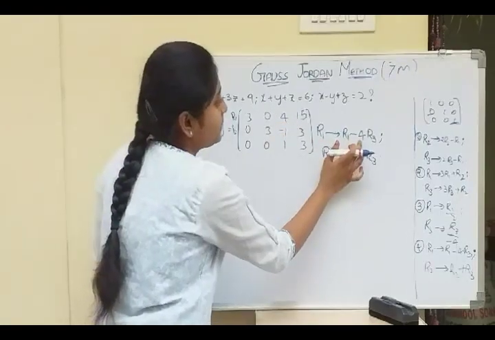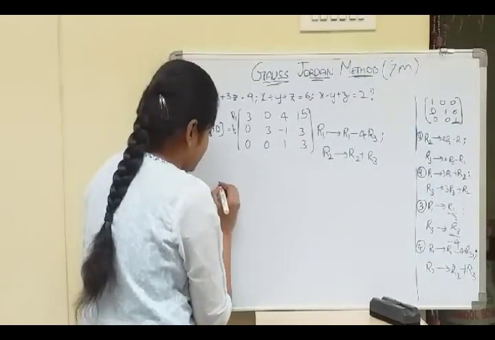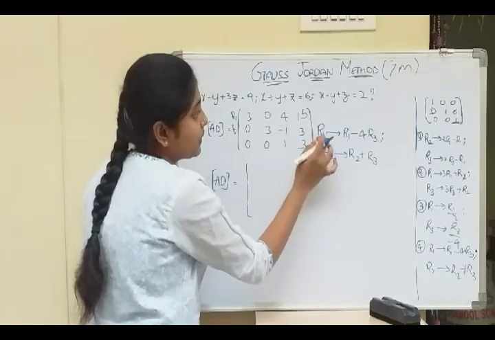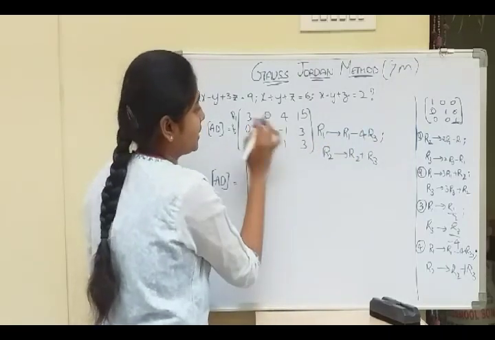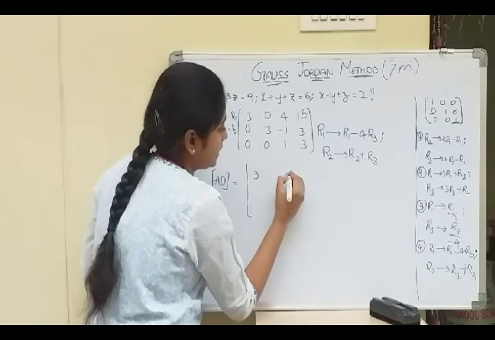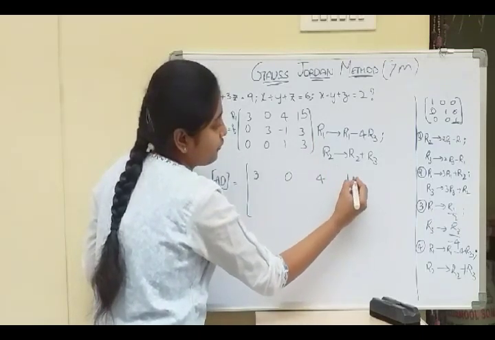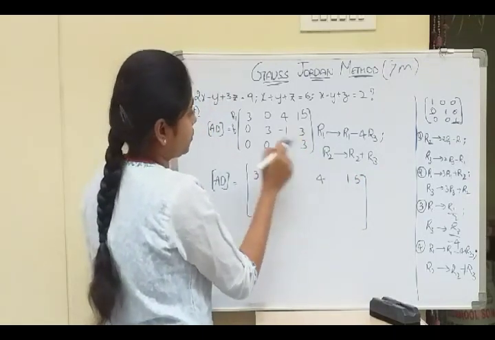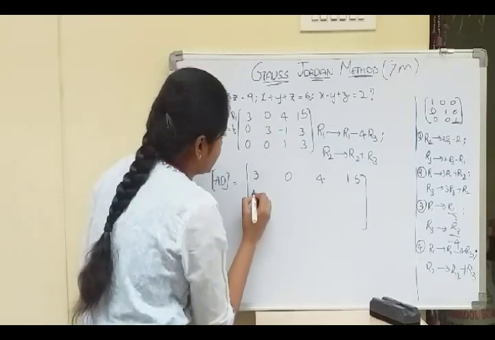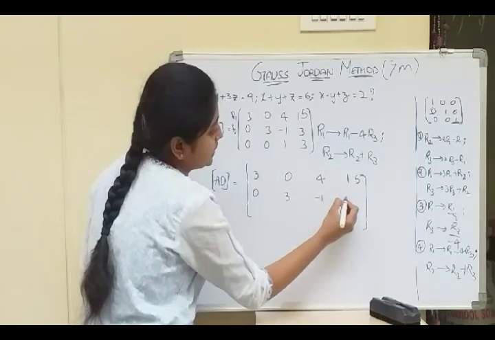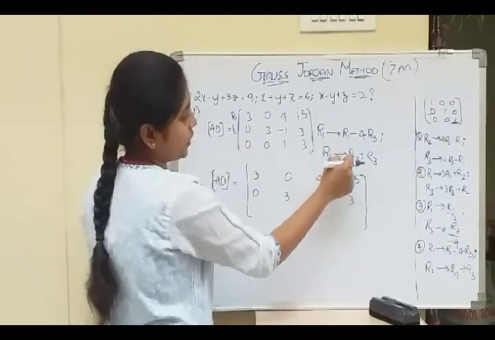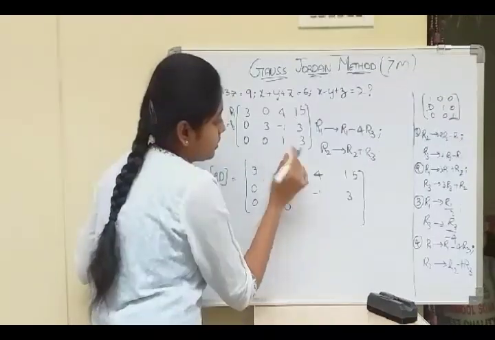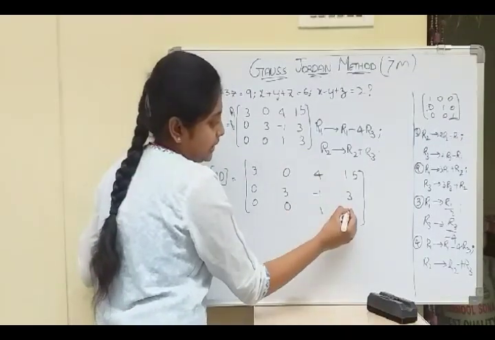Now first we will do this one. Okay. AD equals, first we will write row 1 elements all, that is 3, 0, 4, 15. Okay. Row 2 we will change also, so first we will write row 2 elements here: 0, 3, minus 1, 3. Now row 3 we are not changing, so we write it as it is. Okay, 0, 0, 1, 3.